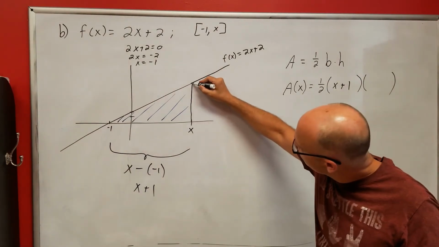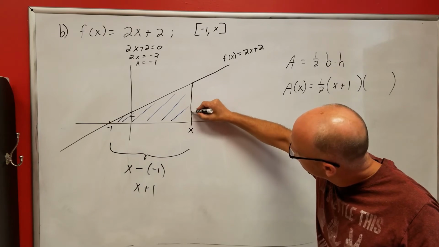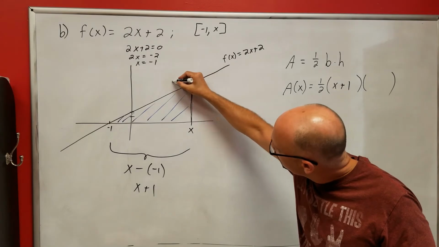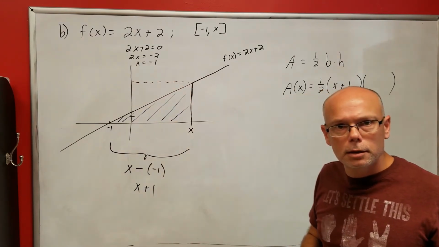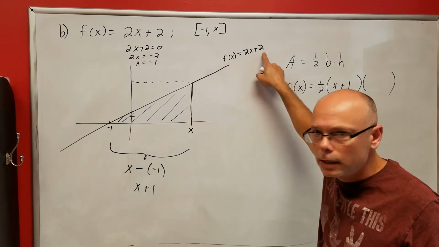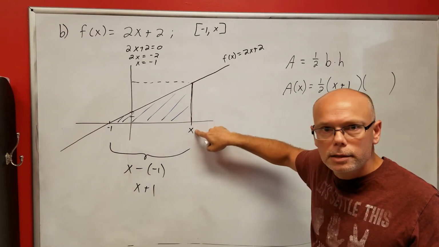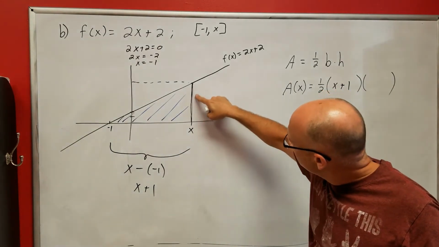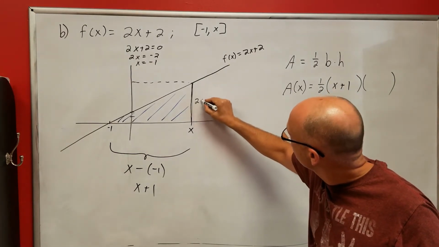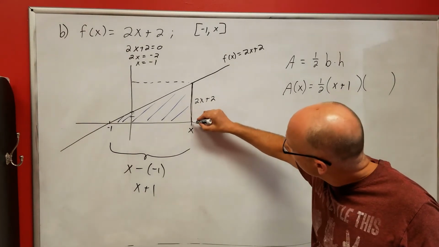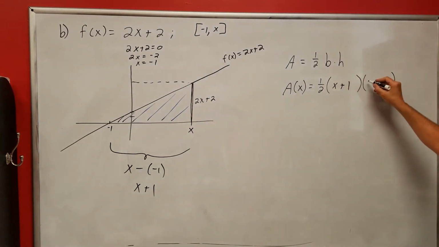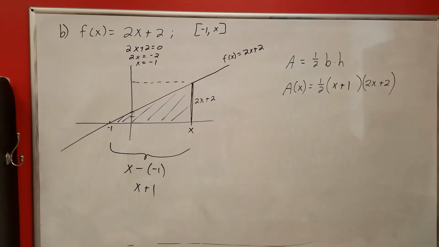What is my height going to be? Well, my height is from here to here, right? Well, what is that height? That's whatever this value of y is right there, right? So couldn't we say the height right here is my function f evaluated at x? And what happens if I evaluate that function at x? I get 2x plus 2. So my height from here to here is 2x plus 2.